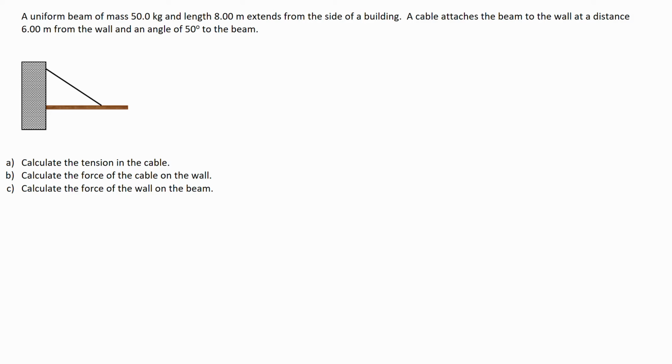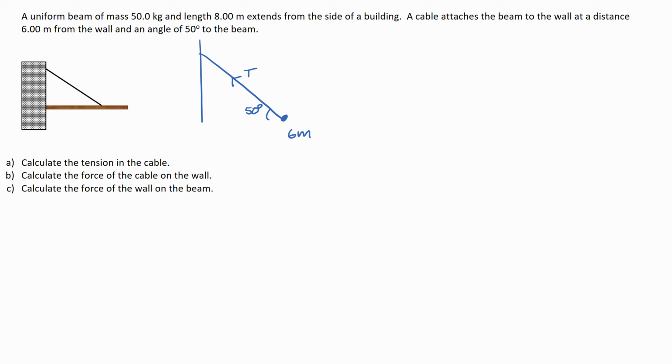First thing we're going to do is draw a diagram. We have a diagram here, but we're going to need to put a little bit more detail on it, so I'm just going to draw it over here and put as much information as I can on it. Here is my cable, which will have a tension T. We have 50 degrees here. We also have a weight force. Let me pop this 6 meters in here because that's where the cable attaches to the beam.